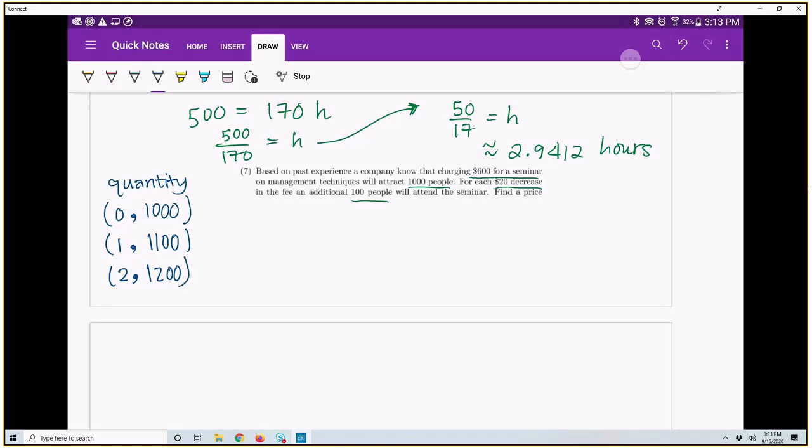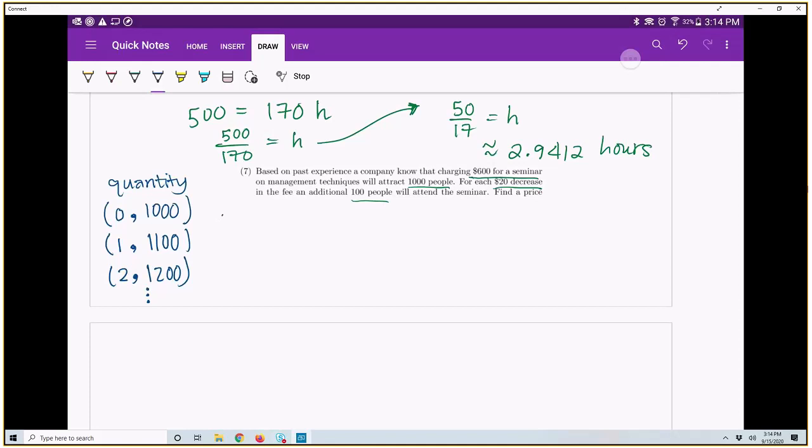so 1,200. So I could keep going like this. So if I wanted to express this idea of quantity of people attending the event in terms of the number of decreases, I could just find a linear equation using these points.